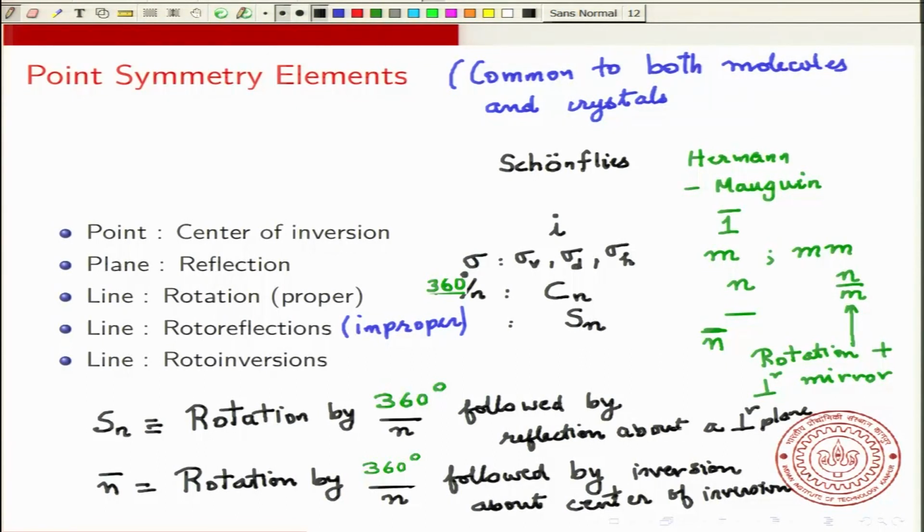Okay, and we saw in the case of a tetrahedron that it has a C2 axis, but it also has a 4 bar. So it has a twofold axis of rotation, but it has a 4-fold inversion axis. So sometimes the individual operations of rotation or inversion might not be a symmetry operation, but their combination happens to be a symmetry operation.